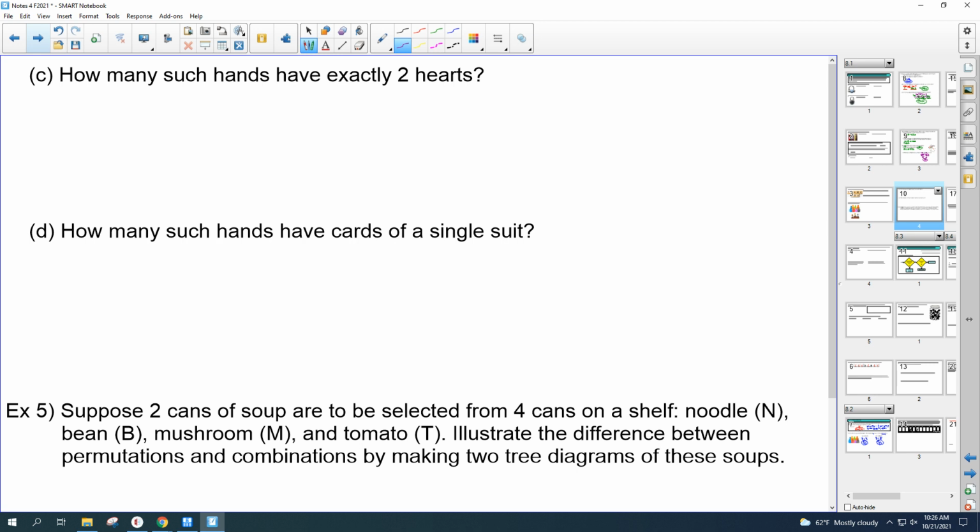And part C. How many such hands have exactly 2 hearts? This problem is very hard unless you get hyperliteral. Okay? When they say exactly 2 hearts, be hyperliteral. You're explaining this to a 6-year-old. What do they mean exactly when they say 2 hearts? 2 hearts and what? 3 others, 3 non-hearts, I guess you could say. Because it could be diamonds or clubs or spades, right? So what that says hyperliterally is 2 hearts and 3 other cards, 3 non-hearts.